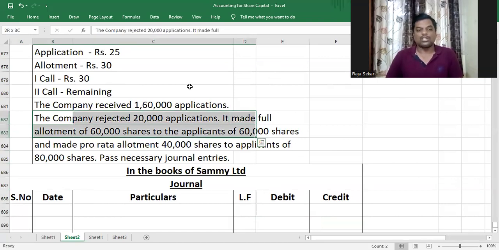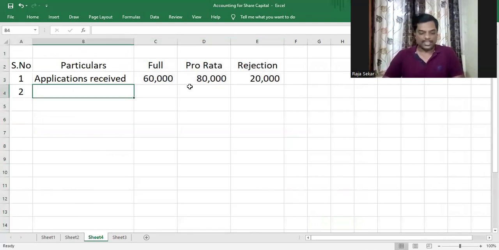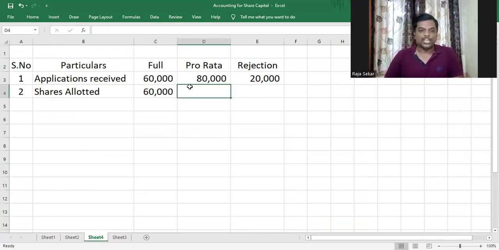The company rejected 20,000 applications, made full allotment of 60,000 shares to applicants of 60,000 shares, and pro rata allotment of 40,000 shares to applicants of 80,000 shares. Understood or not? And the next thing I'll write would be shares allotted. For full allotment people, shares allotted is 60,000. Pro rata allotment people, shares allotted are 40,000. And rejection people, shares allotted are 0. Understood or not, my dear children?